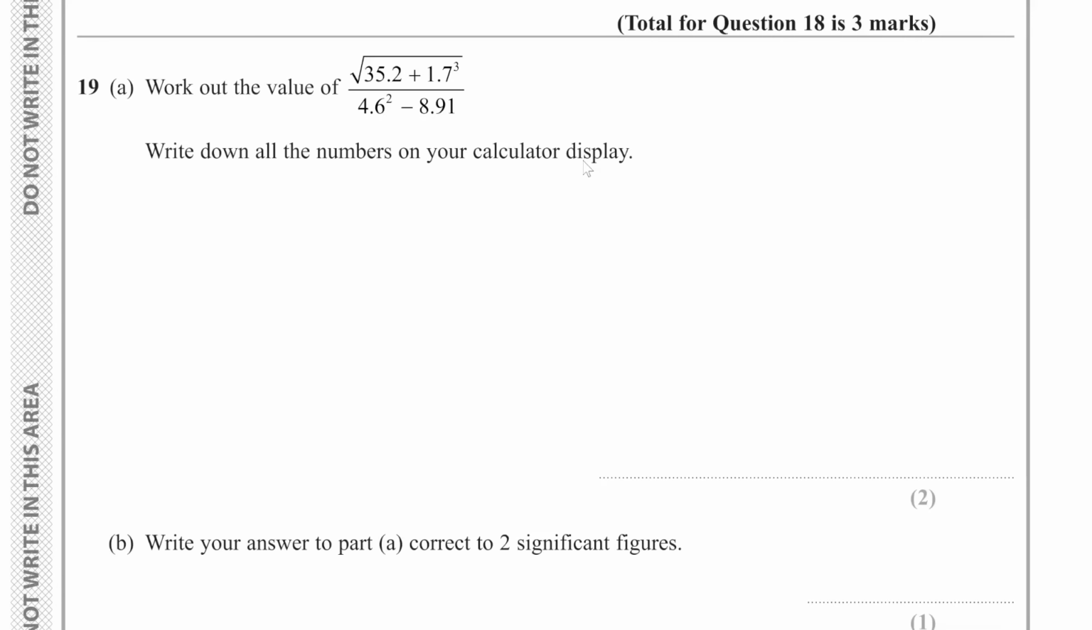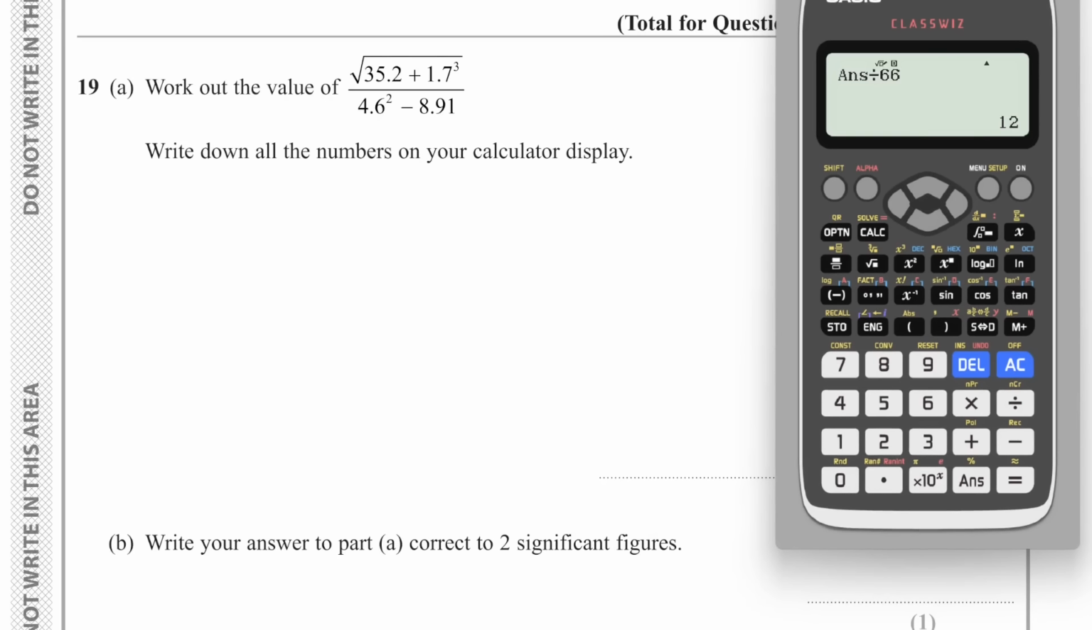Question 19, work out the value of this. Write down all the numbers on your calculator display. So all we have to do is type it into the calculator exactly how it looks. Press the fraction button first, then the square root button for the top line. 35.2 plus 1.7 cubed over 4.6 squared minus 8.91. It looks exactly the same on the calculator as it does on the page. Write down all the numbers.